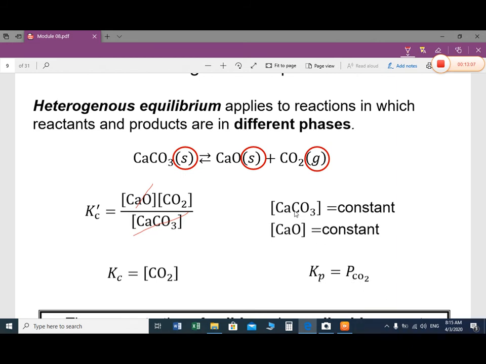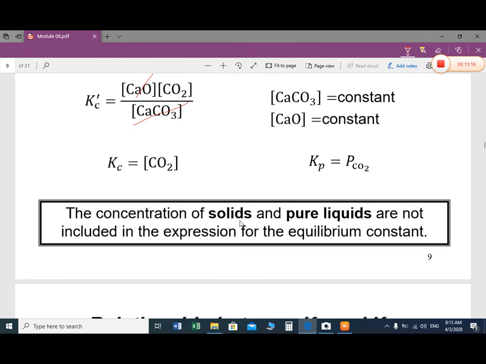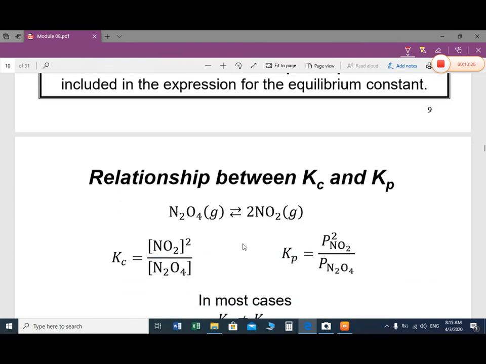So what is the reason for not including calcium carbonate and calcium oxide? Because their concentration is not changing. Not changing means constant, so we don't consider it. Again it is mentioned here, all the pure solids and all the pure liquids must be removed from the equilibrium expression. Now we have two equilibrium constants, Kc and Kp.